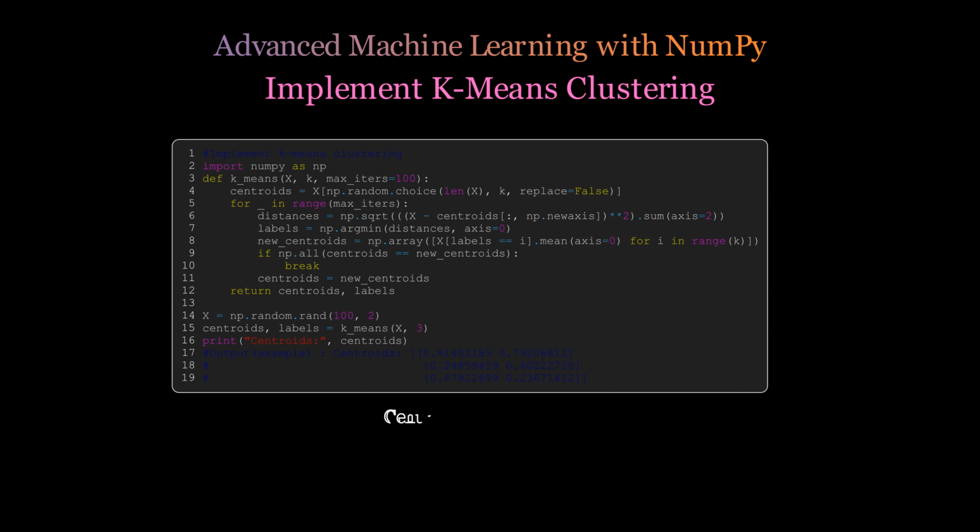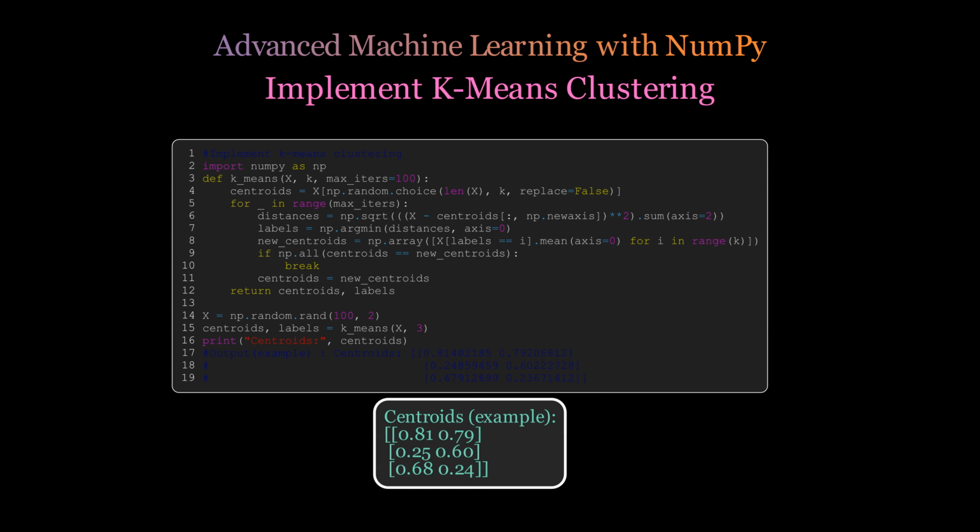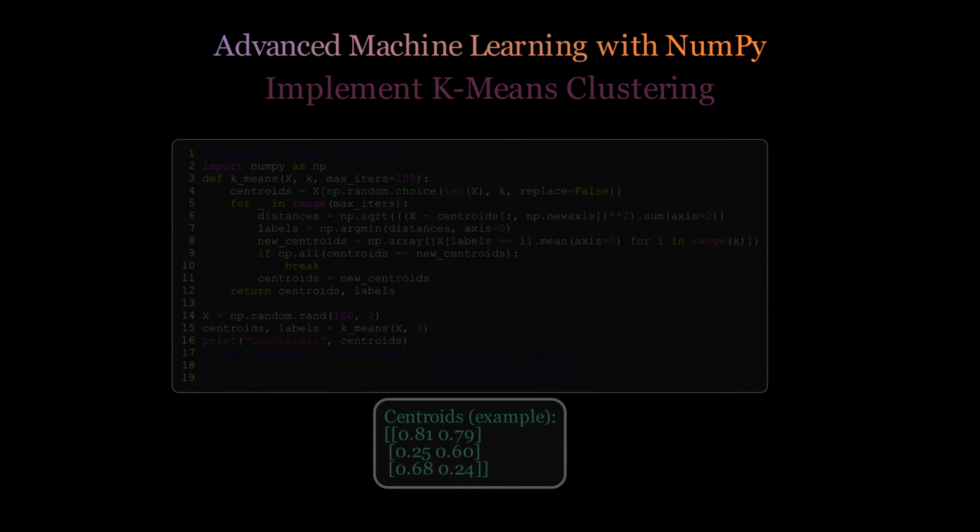Our implementation randomly initializes centroids, then alternates between 1. Assigning points to nearest centroid, 2. Updating centroids as cluster means. The output shows final centroids for 3 clusters on 2D random data.